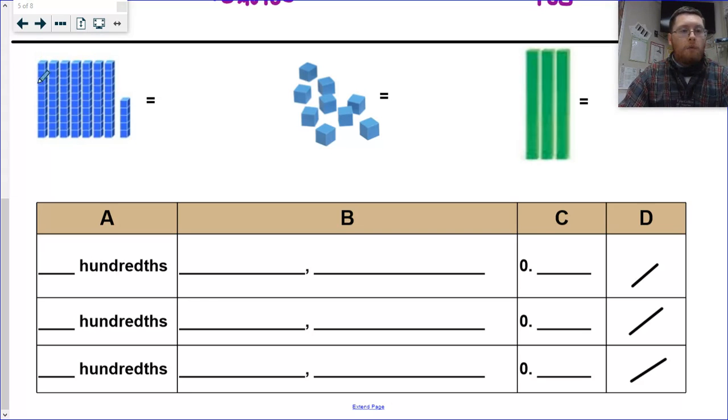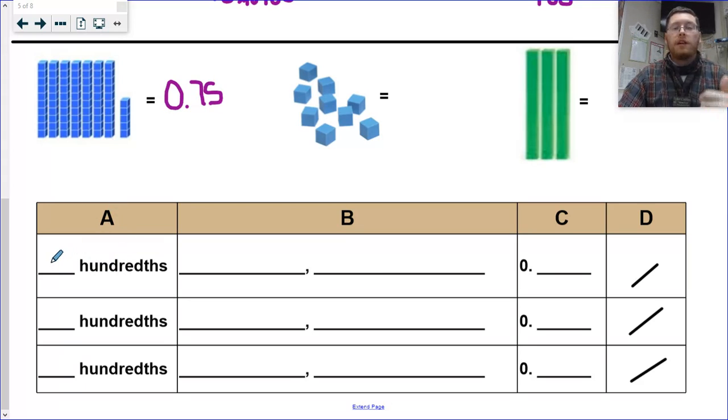Okay, so I have 1, 2, 3, 4, 5, 6, 7 longs, 1, 2, 3, 4, 5 ones. Or I'm sorry, cubes. I don't have a full 100 yet, or a set. So it's 7 tens, and 5 hundredths, so 5 of the little ones. So I have 0.75.